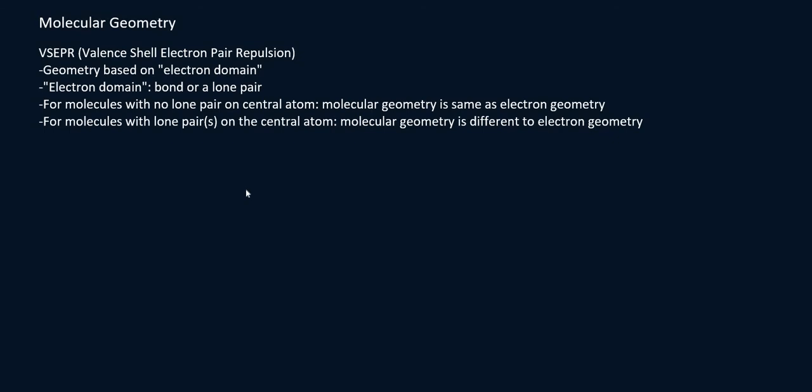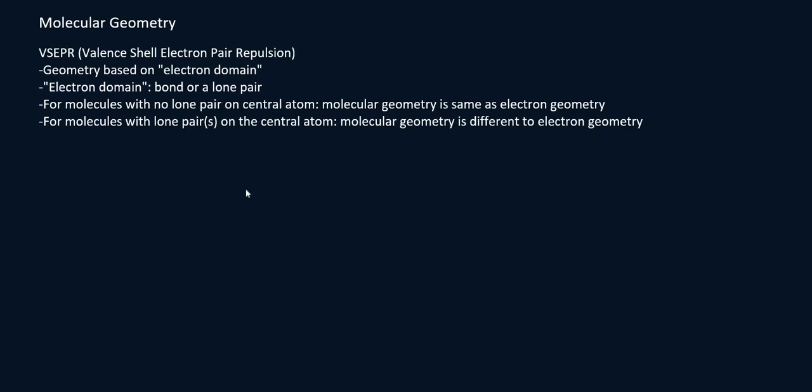So there's going to be a difference between bonds and lone pairs in terms of geometry. For molecules that have no lone pairs on the central atom, just bonds, their molecular geometry is going to be the same as their electron geometry. But for molecules where there are one or more lone pairs on the central atom, their molecular geometry is going to be called something different from their electron geometry. We'll look at that in just a second. But just keep in mind that there is a difference between molecular geometry and electron geometry.